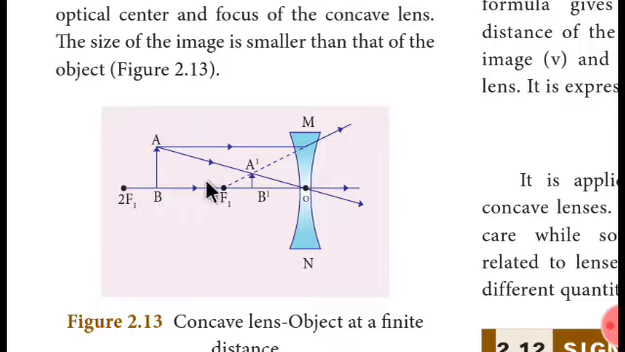If you compare these two, you can definitely say that the image is smaller than that of the object, right? That's what they are saying in the last line: the size of the image is smaller than that of the object.